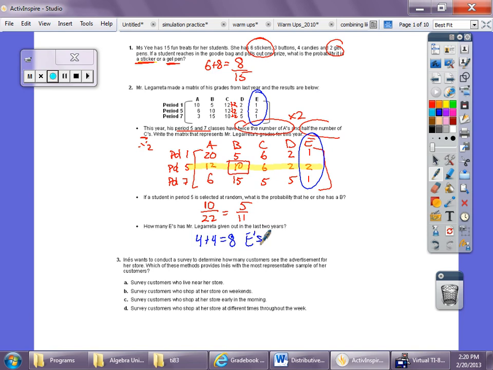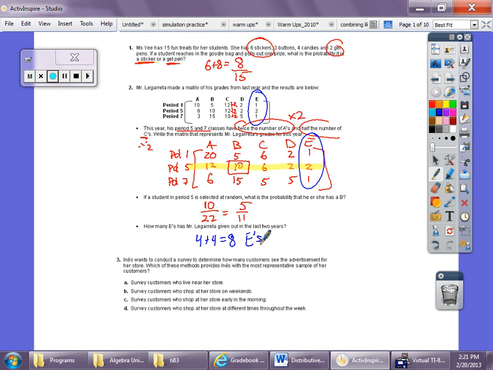Question 3. They want to conduct a survey to determine how many customers see the advertisements for a store. Which of these provides the most representative sample? Survey customers who live near her store. Survey customers who shop at her store on the weekends. Survey customers who shop at her store early in the morning. Or survey customers who shop at her store at different times throughout the week.